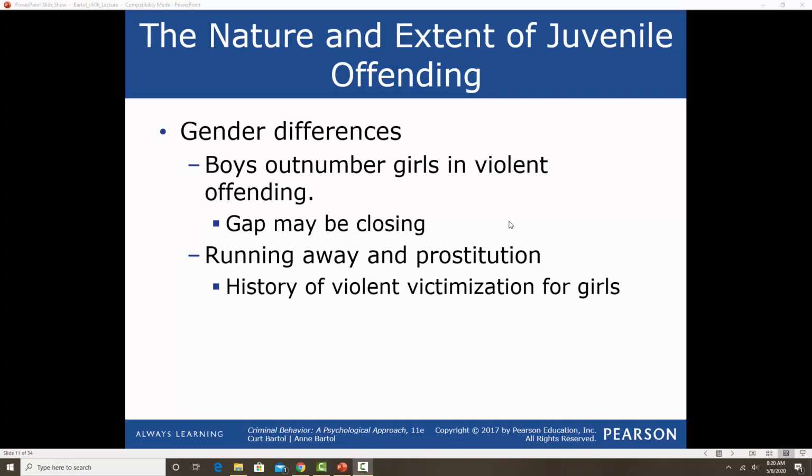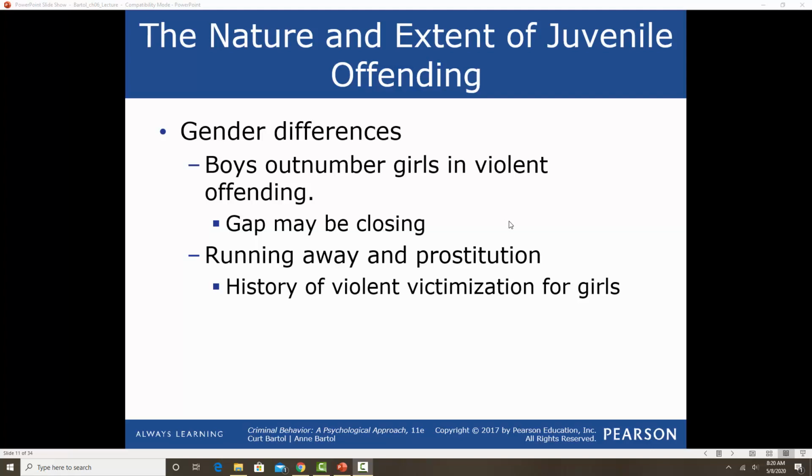More recent data has suggested that gender gap is actually closing, which is not a great thing. Between 1996 and 2009, arrest rates of juvenile females increased more than boys. In 2009, girls accounted for 30% of the juvenile arrests. That accounted for, by the way, 18% of arrests for violent crimes. And think about that. About 20% of the violent crimes, at least in 2009, were by juveniles. So it's definitely a serious issue.